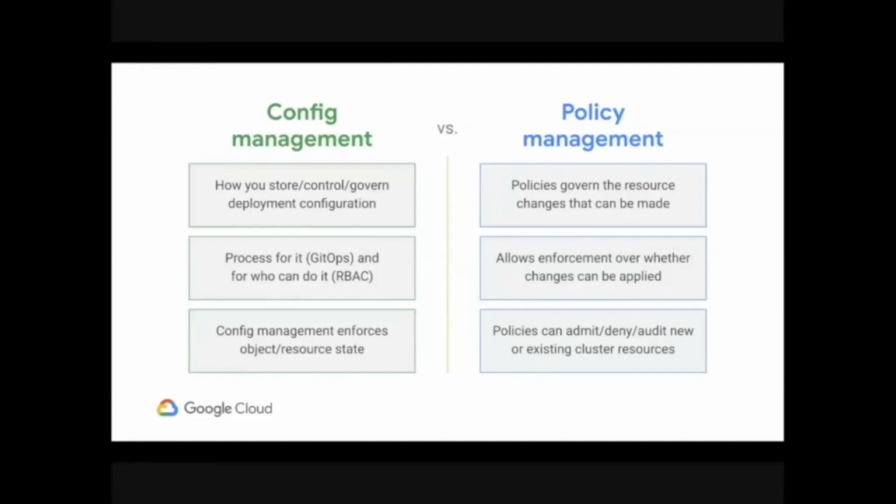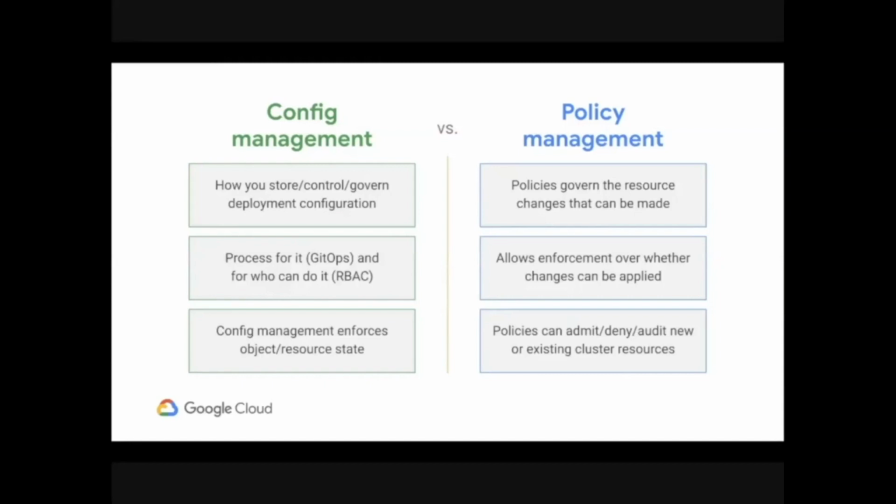So config management is more concerned with the deployment configurations. So there is a process, for example, for how it's done. As we've seen with ACM, that's the GitOps model. And then for who can do it. So that's something we can do, for example, with RBAC. So config management focuses more on the state of the resources. On the other hand, the policy management is more about defining rules and enforcing these rules. So it does examine what the change is and whether it's actually allowed or not.